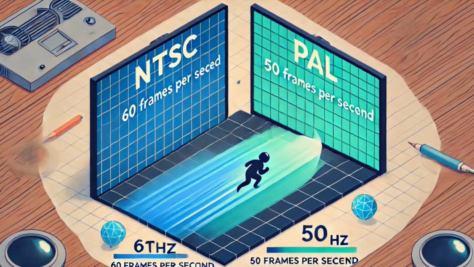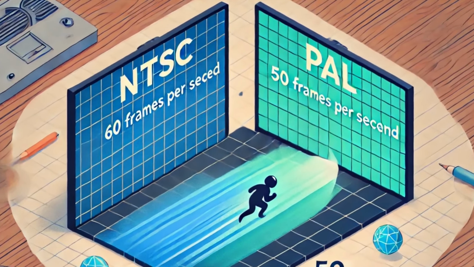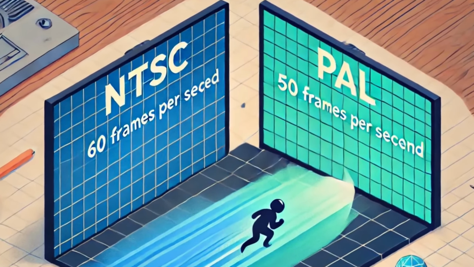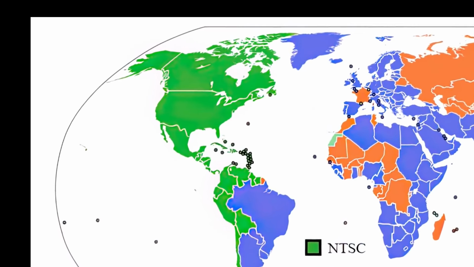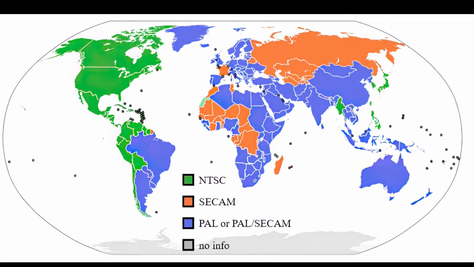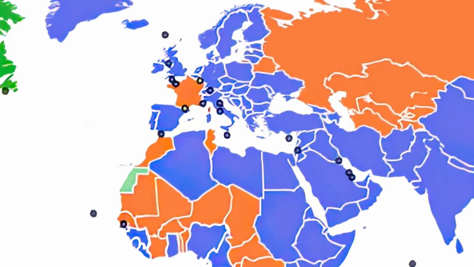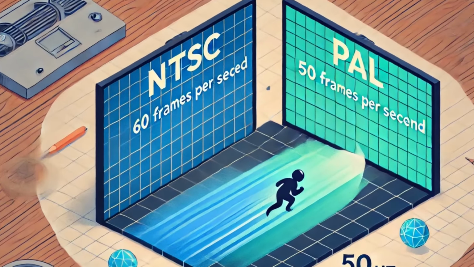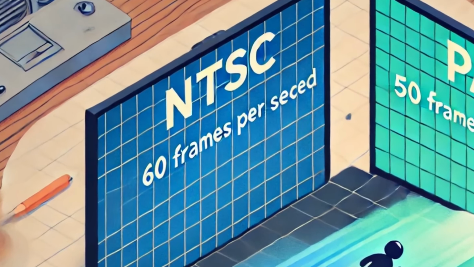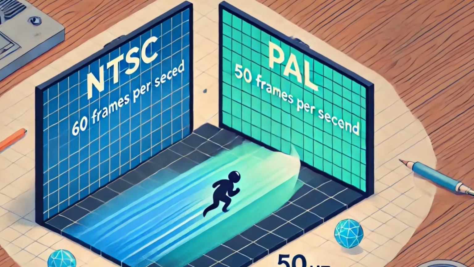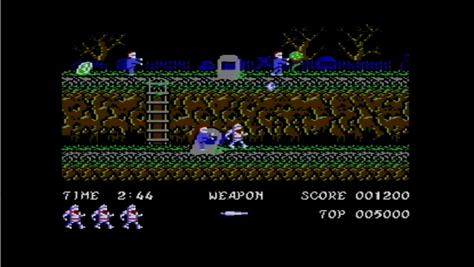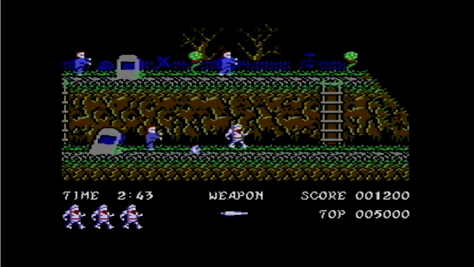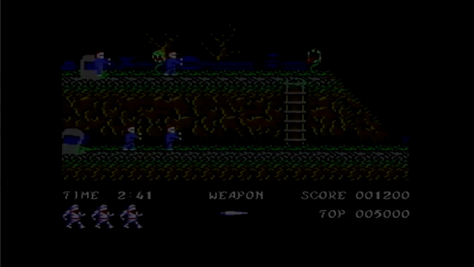Now let me quickly break down what NTSC and PAL actually mean. These are two different video standards. NTSC is used in North America and Japan, while PAL is common in Europe and Australia. NTSC refreshes the screen 60 times per second, whereas PAL does it 50 times. This small difference affects everything from visuals to the speed of gameplay and even the music.